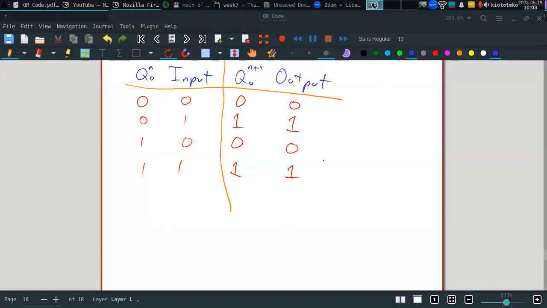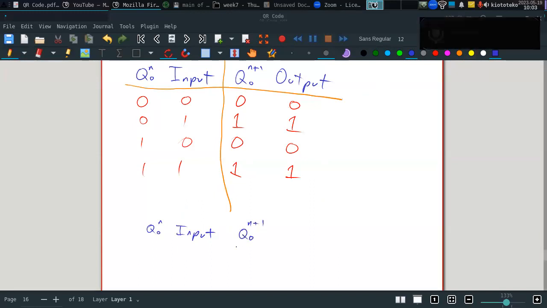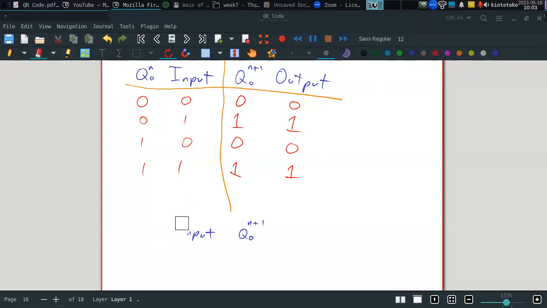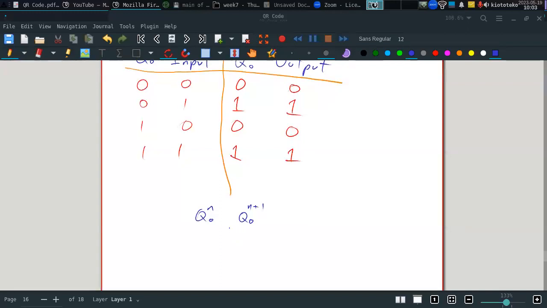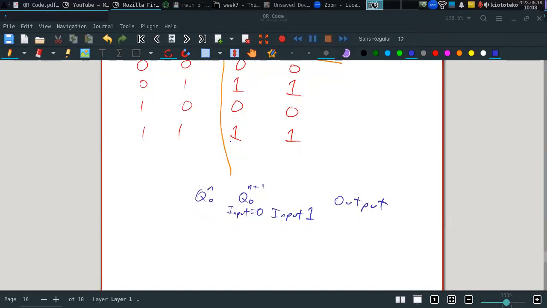You have, for example, Q0 and input, and you have Q0 and... no, wait. The way it's expressed is, in fact, you have your current state, you have your next state. Well, in this current and next state, it's also dependent on the input, and you put something like this, no? Input 0, input 1, and the output. So basically you just fill this table more or less similar to this.